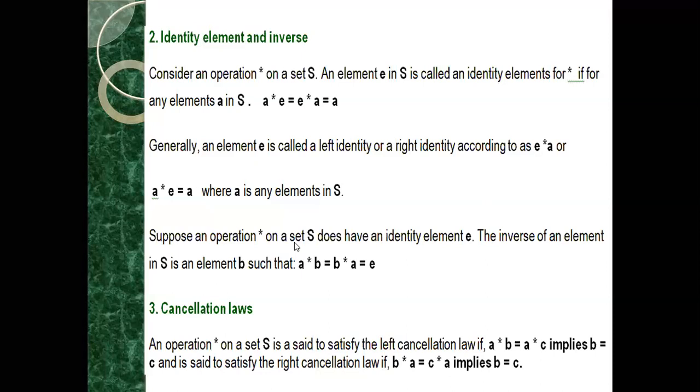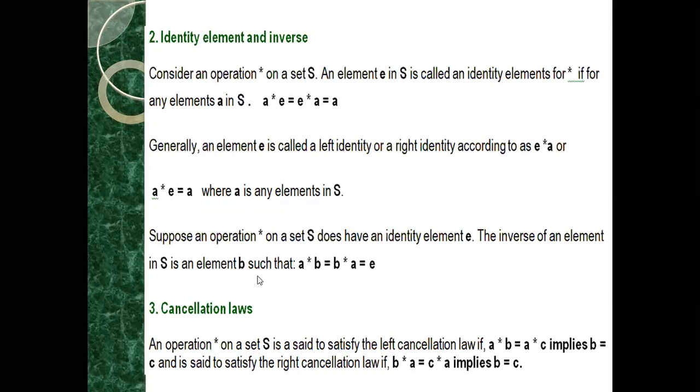Suppose an operation star on a set S has an identity element. If that set has an identity element, then the inverse of an element A in S is an element B such that A star B is equal to B star A is equal to E. Here star represents addition or multiplication. In any binary operation on two elements, A plus B or A into B, if the result is the identity element, then B is called the inverse element of A.